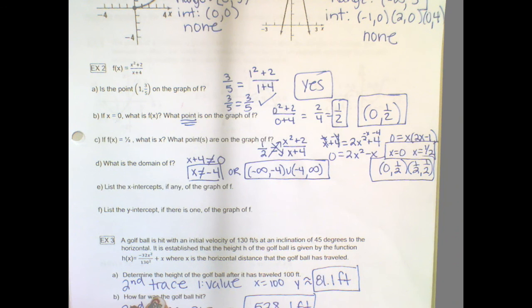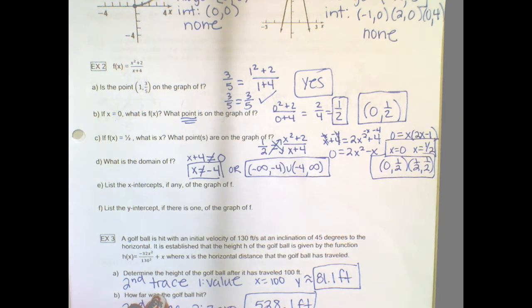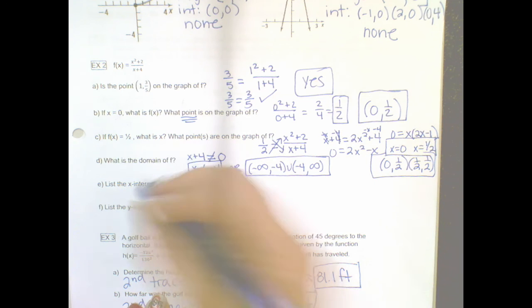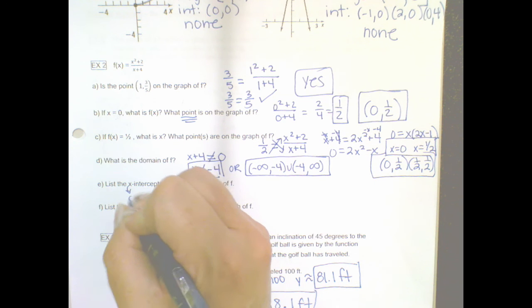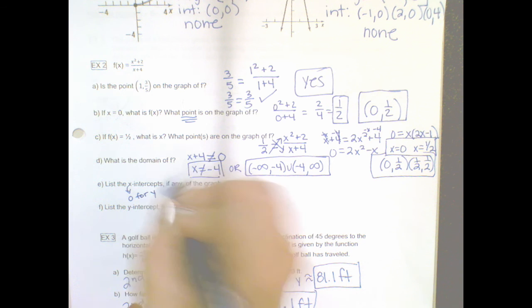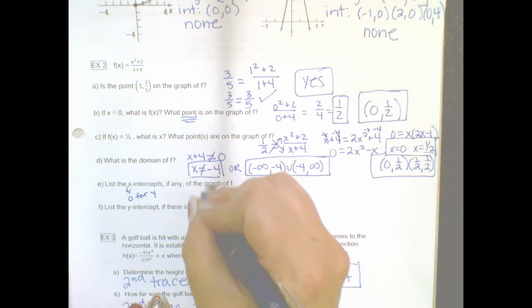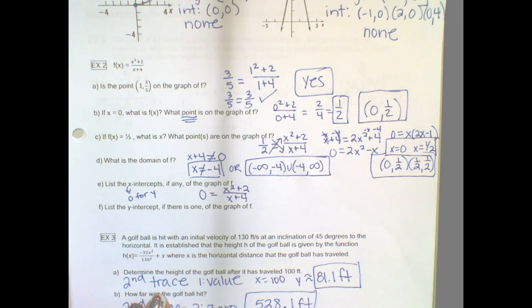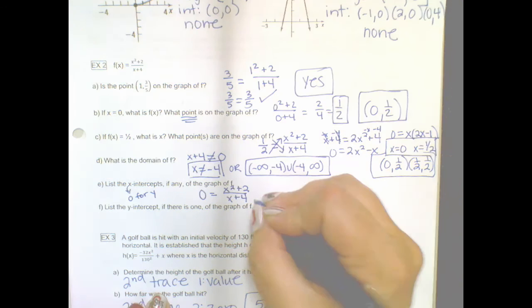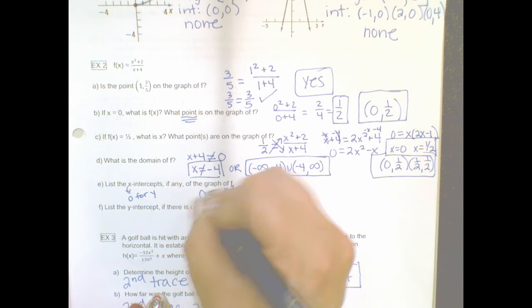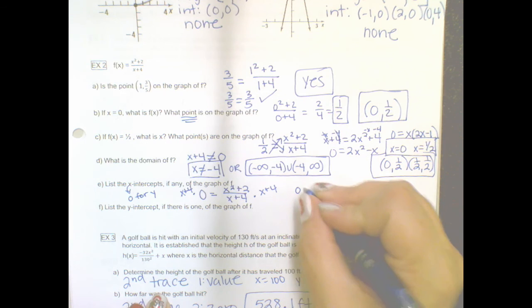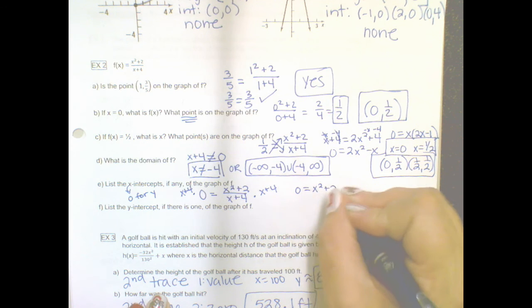Part E, list the x-intercepts, if any, of the graph. So x-intercepts, remember, I plug in 0 for y. So y is really f of x, so I plug in 0, x squared plus 2 over x plus 4. So my first step to simplify this would be to multiply both sides by the denominator. So that just gives me 0 on the left, x squared plus 2 on the right.